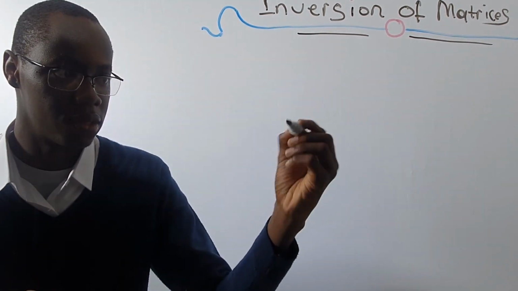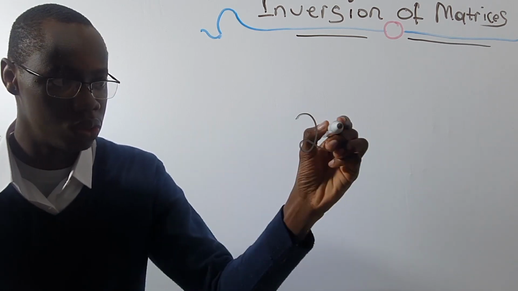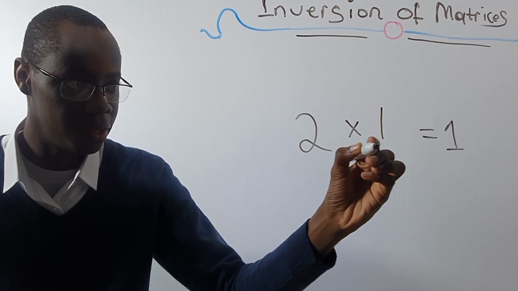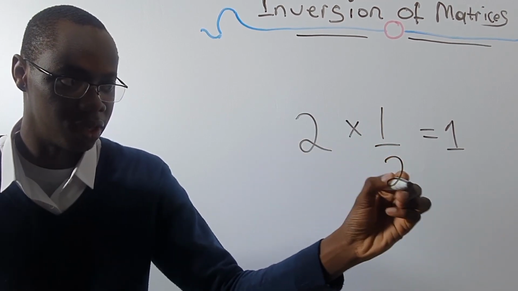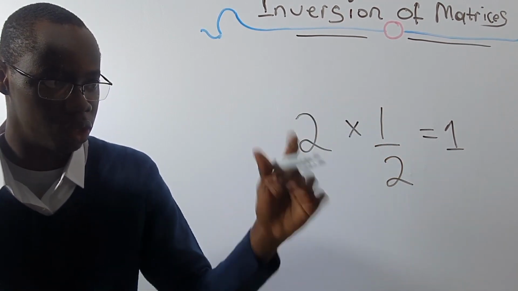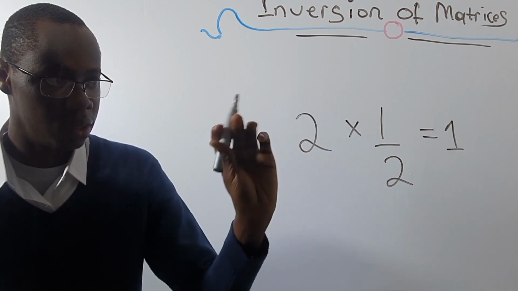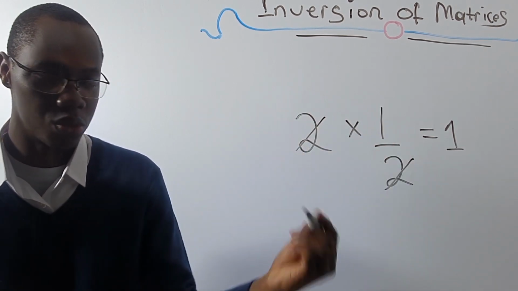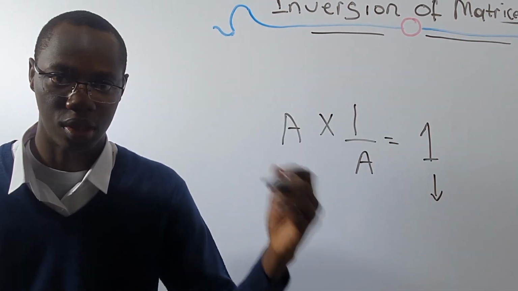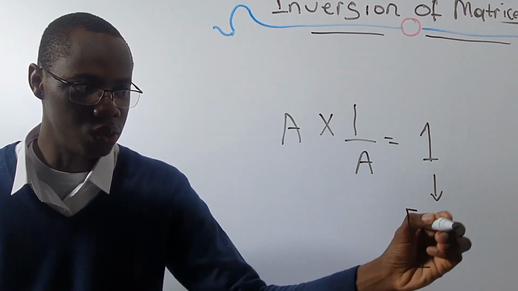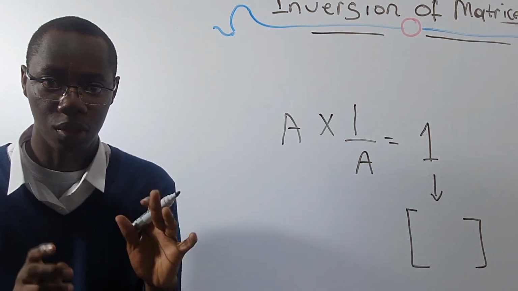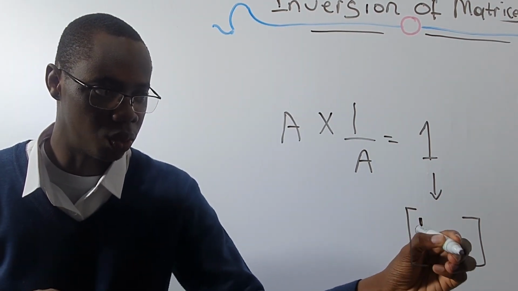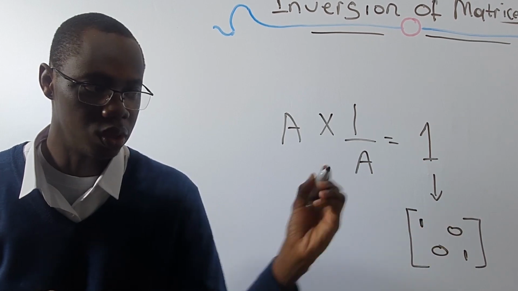So if I ask, what can I multiply with 2 to give 1? Easy, I can always multiply 2 with its inverse or its reciprocal. So 1 over 2, or the inverse, and this becomes 1. This cancels this, and this becomes 1, right? 1 in matrix, if you remember, is the unit matrix, or the identity matrix. So in a 2 by 2, it will look like this: 1 0 0 1, right?